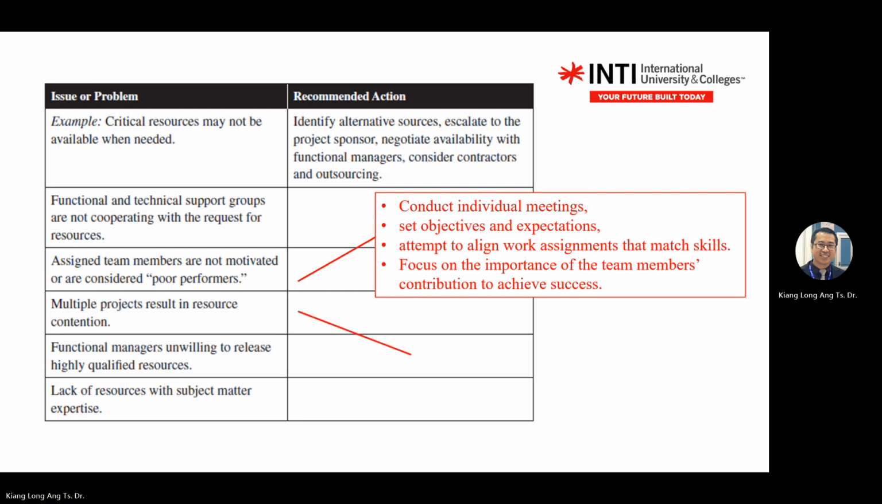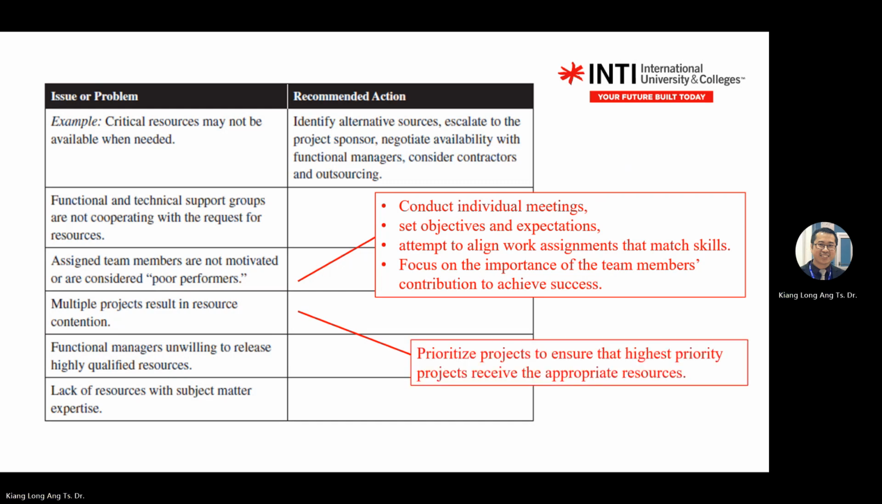Multiple projects. You see the word multiple projects, it means you need to use the word priority already. You see resources, sure, you need to use the priority word in your answer. You prioritize the project. Make sure there are appropriate resources assigned to the projects. You need to elaborate. This is not a complete sentence. You need to elaborate.